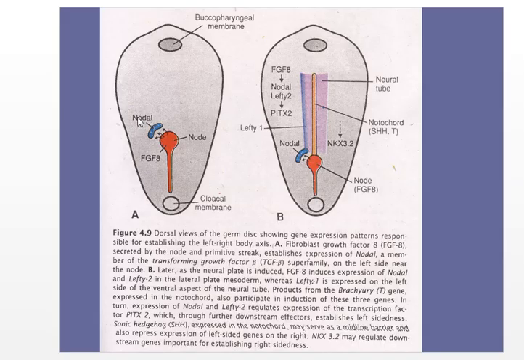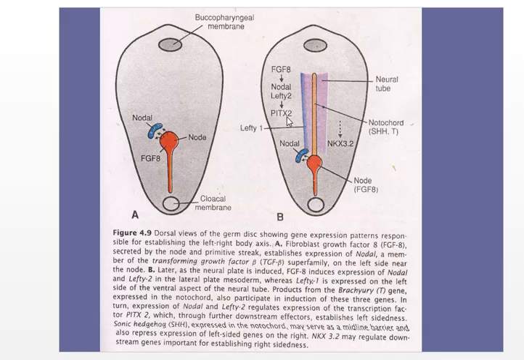and the nodal cannot move to the right side, because in the midline a barrier is formed by SHH and lefty 1. This barrier prevents the nodal from moving from the left side to the right side. When we have a high concentration of nodal with fibroblast growth factor 8, like a cascade, other transcription factors, lefty 2 and PITX2, are expressed in the left side.